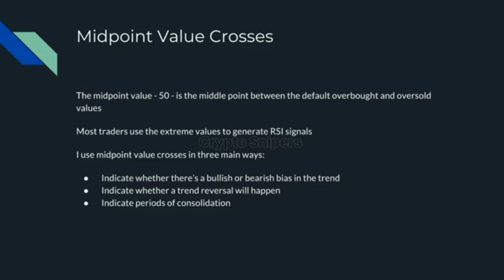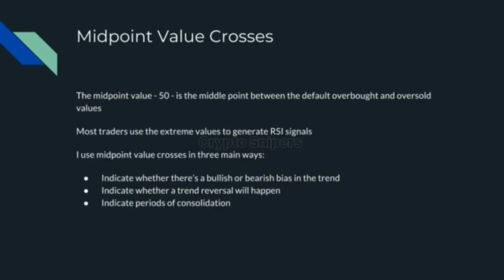So, midpoint value crosses. Obviously, the midpoint between 70 and 30 is going to be the 50 level. And as we just saw, most traders use the extreme values, the 70 and 30, to generate their signals. Now, I think you can do a lot with the midpoint value, and it's underused. So I'll show you at least three use cases.